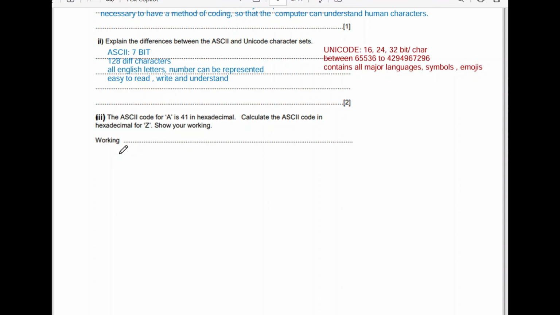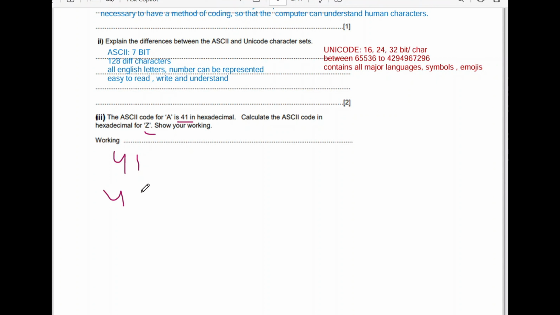Okay, the next question is that the ASCII code for A is 41 in hexadecimal. Calculate the ASCII code in hexadecimal for Z. Okay, this question is a little bit tricky. The 41 value is given in hexadecimal and you need to figure out the value for Z, right? So first you need to convert this 41 into its equivalent decimal, right?